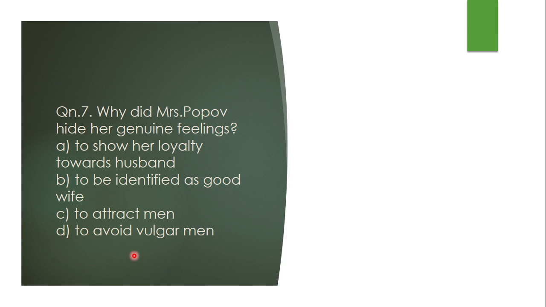Seventh question. Why did Mrs. Popov hide her genuine feelings? What is the reason behind it? Why does she pretend? A. To show her loyalty towards her husband. B. To be identified as a good wife. C. To attract men. And D. To avoid vulgar men. Why? Because genuinely she needs company. After the death of her husband, she wants somebody to take care of her, to love her. Okay, so throughout her life.